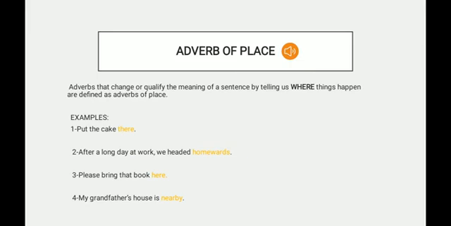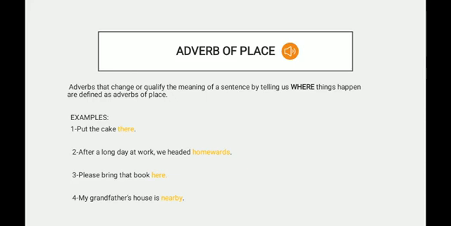So now we will be talking about the adverb of place. Adverbs of place change or qualify the meaning of a sentence by telling us where things happen, and they are defined as adverbs of place. So the meaning is added more, or we modify the sentence more, when we talk about the particular place where things are happening. Fine.